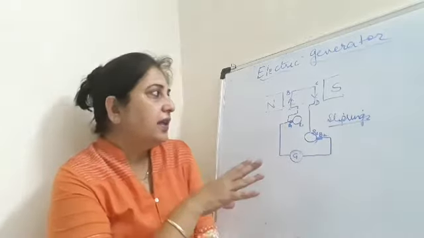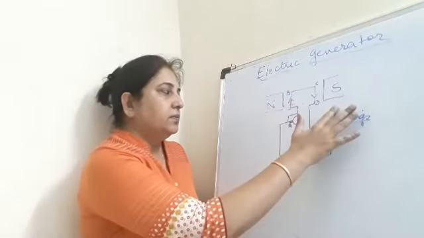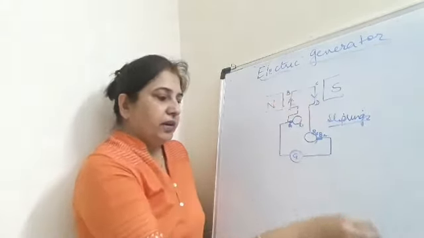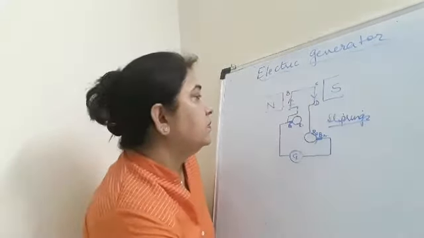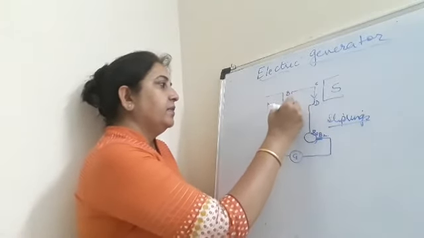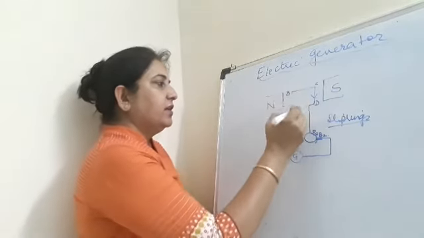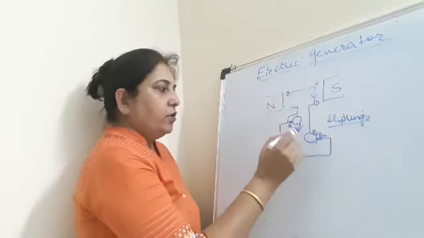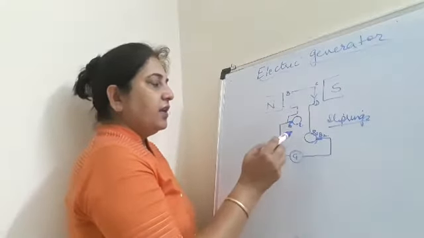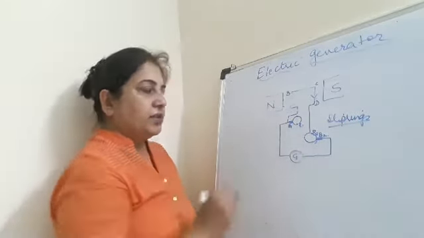Now, as you can see in the diagram, there are two poles, north and south. There is a coil, ABCD. Then, as you can see, there are two rings, which I have named R1 and R2, and these rings are attached to the brushes.